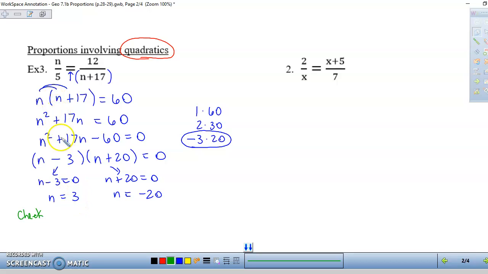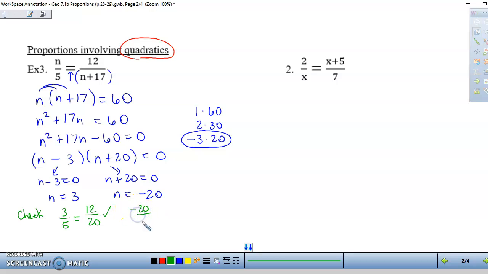So if I plug in 3, I get 3 over 5, and then 12 over 20. And if I divide these both by 4, I will get 3/5. Or if I cross multiply, I get 60. So that checks. You can do the same thing with the negative 20.